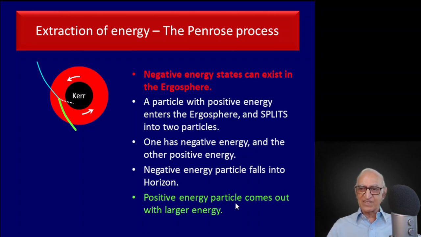So the positive energy particle comes out, but with a larger energy. It went in with units of plus 10 energy, it came out with plus 15 in the same units of energy. So what Penrose has managed to do in this case is to extract energy from the black hole. Where did this energy come from? He has extracted energy from a rotating black hole.